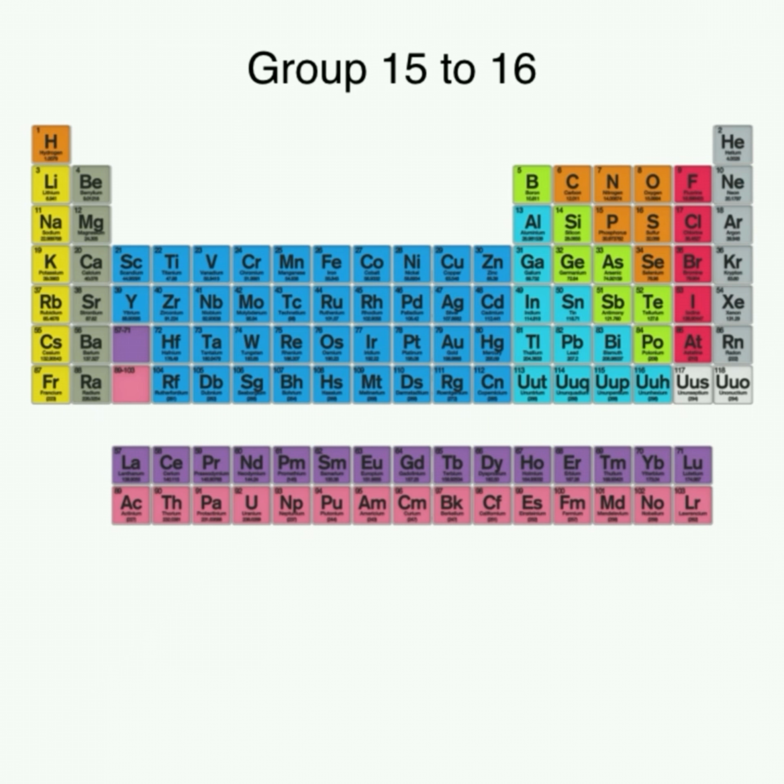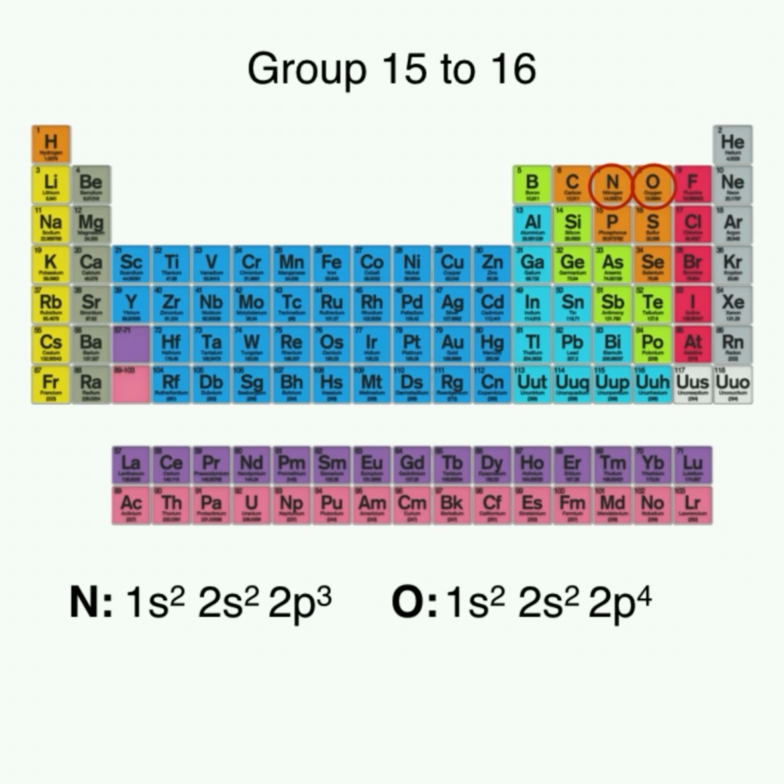Let's now see why ionization energy decreases from group 15 to group 16. Once again, we'll look at the electron configurations. We'll use nitrogen and oxygen as our example. The electron configuration of nitrogen is 1s2, 2s2, 2p3. The electron configuration of oxygen is 1s2, 2s2, 2p4.